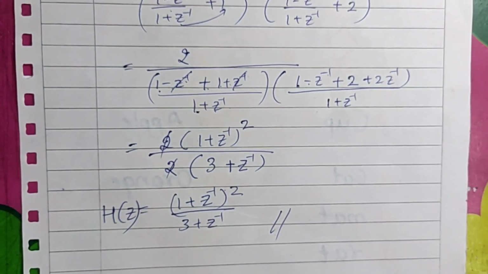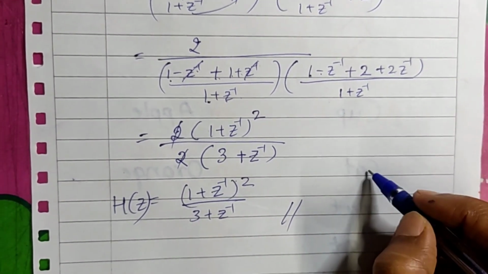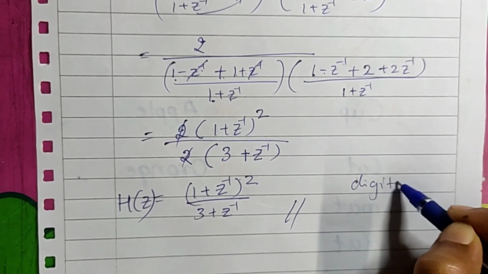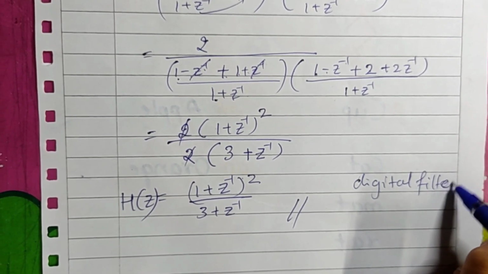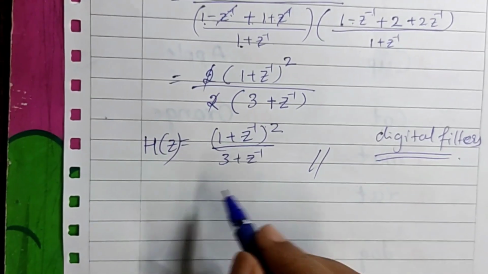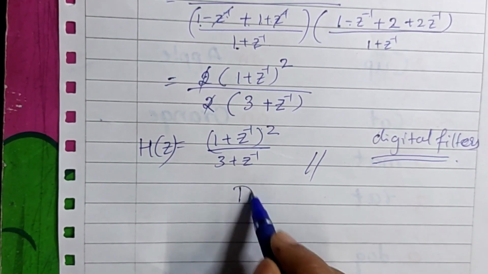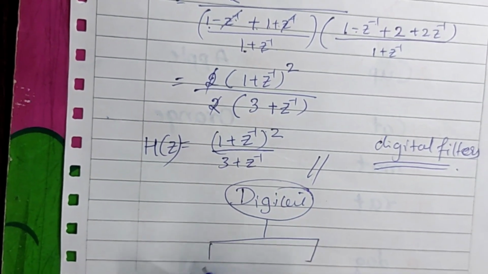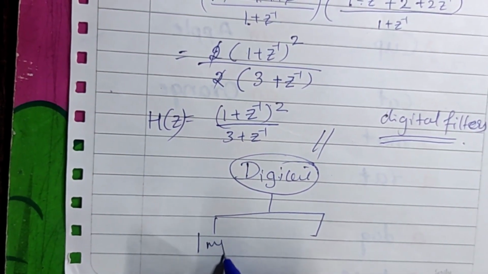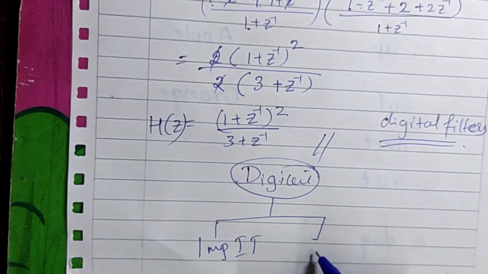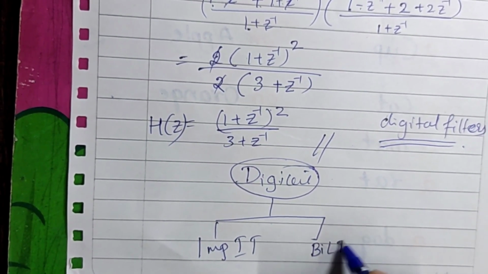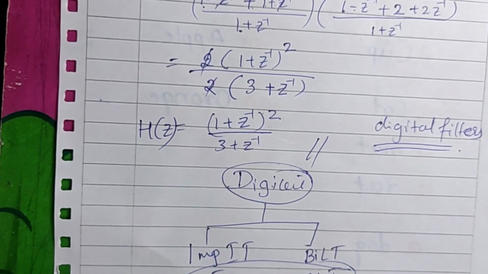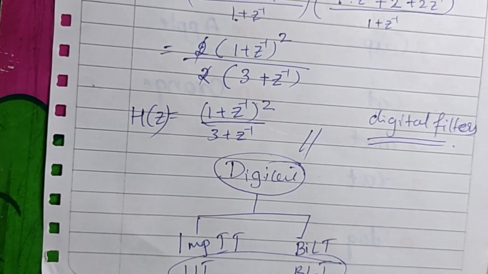This is the bilinear transformation technique to design the digital filters. There are two methods we have discussed to design the digital filters from the Butterworth analog filter: one is the impulse invariance technique or transformation, and the other is the bilinear transformation, which are called IIT and BLT. These two are the techniques to design the digital filters.